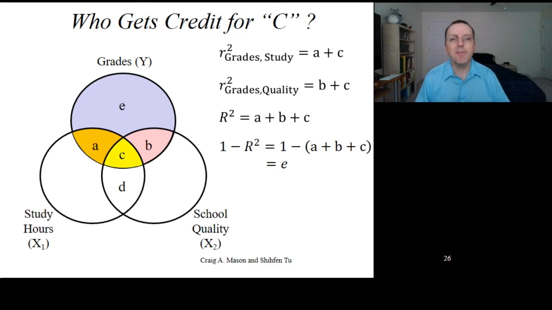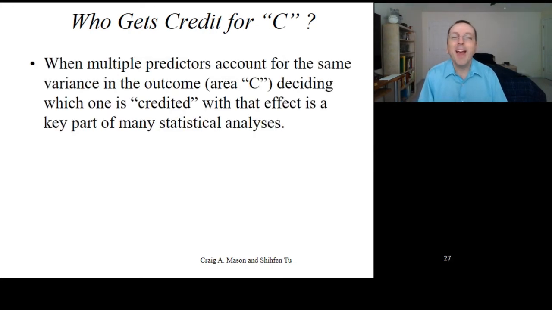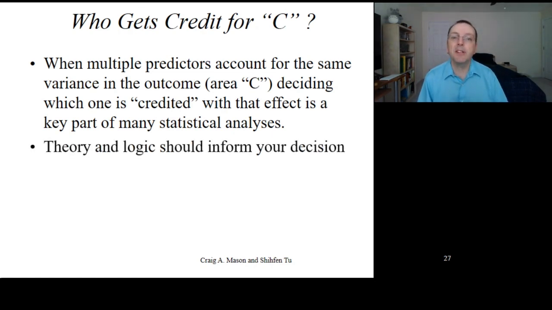One researcher may say, I think it's the kids studying more, so study hours rightfully deserves the credit for that C variance. While another researcher says, you're crazy. Clearly it's the better school quality that leads to kids studying more. That variance rightfully belongs to school quality. Now, okay, they may not say you're crazy, but it comes down to theory. This is why, as a researcher, you need to know your literature. What does the research evidence say?